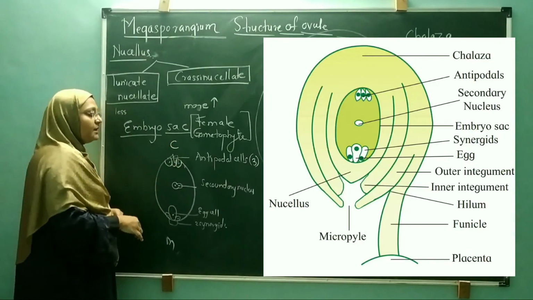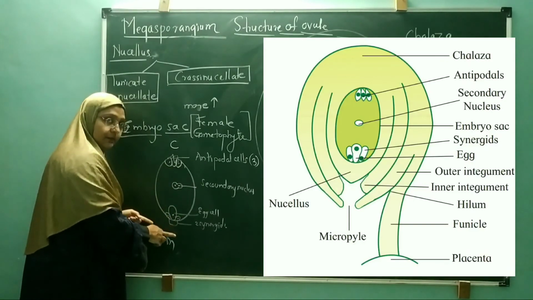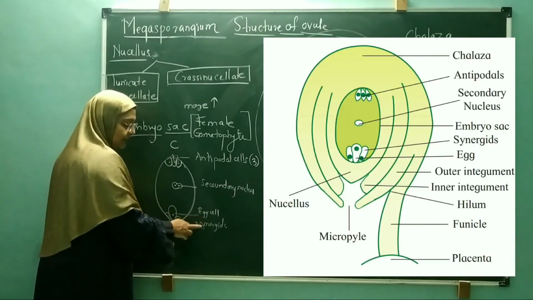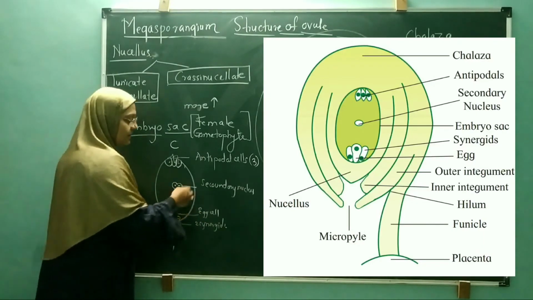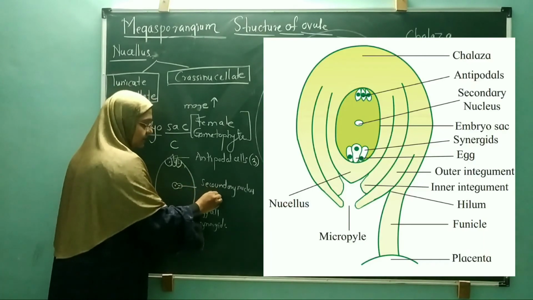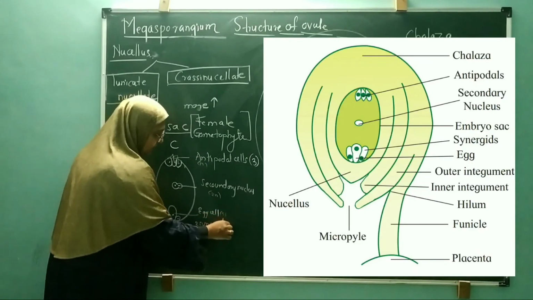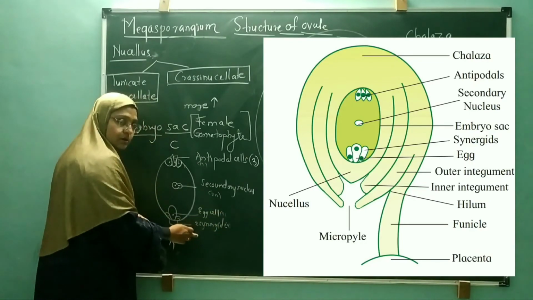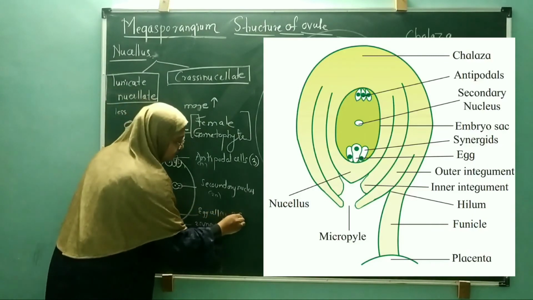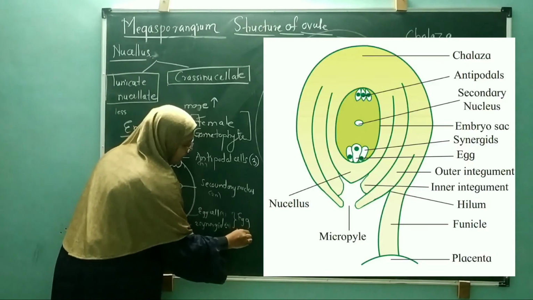Chalazal end, so at the chalazal end the 3 cells here are antipodal cells. At the micropylar end there are 3 cells. One of them is the bigger one called the egg cell, and the 2 synergids are present. All these are haploid in nature except the secondary nucleus, which is diploid in nature. And here the egg cell and the 2 synergids together are nothing but called the egg apparatus. इसी को हम लोग बोलते हैं egg apparatus.